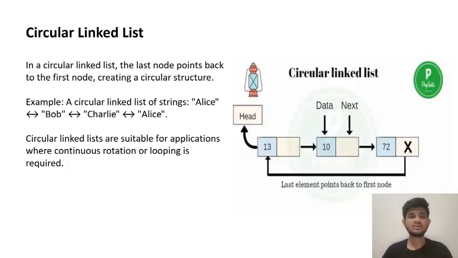Third one is circular linked list. In a circular linked list, the last node points back to the first node, creating a circular structure. Circular linked lists are suitable for applications where continuous rotation or looping is required. As shown in the figure, there are three nodes, and each node contains the data field and the next field, and each node's next field is connected to the next node's data field. At the same time, the last node's next field is connected to the first node's data field.